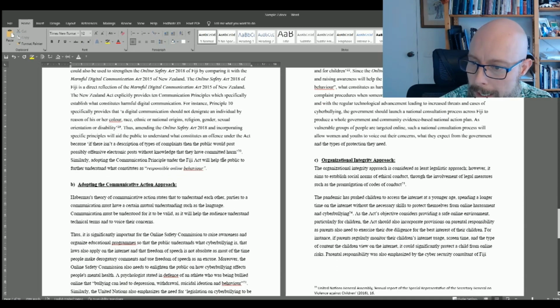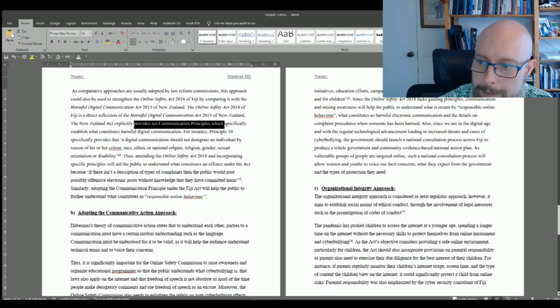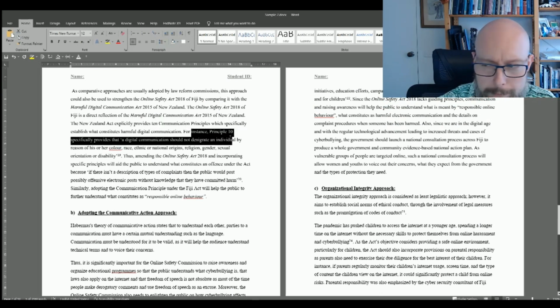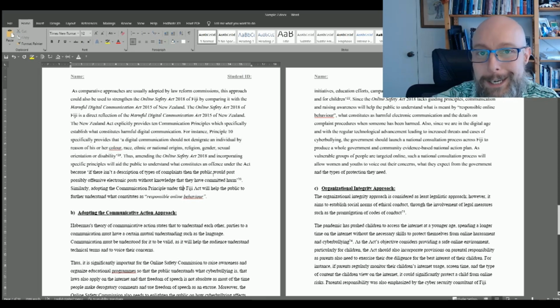Now, this student is saying adopting communication principle. I'm not sure what this is. So, oh yeah, these are the 10 communication principles here. So this student's saying that we should adopt these 10 principles and says there's one principle that's particularly good. So I'd want to see a bit more of a discussion on applying that approach and how that might address the problem with the law.